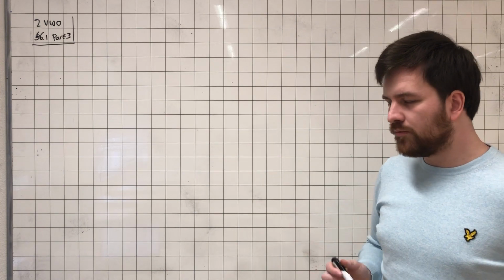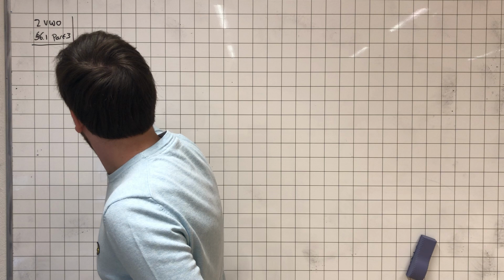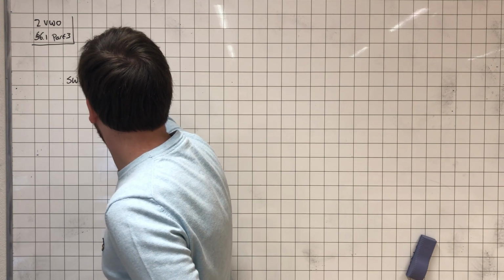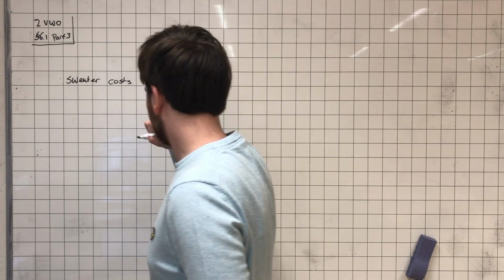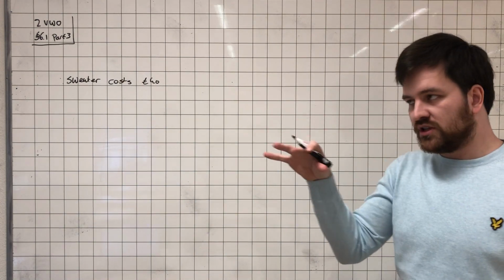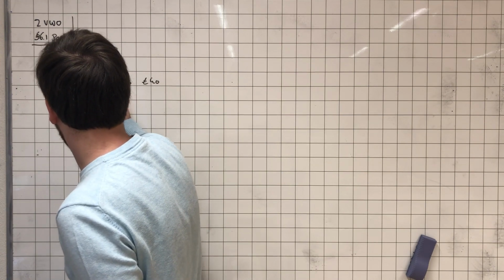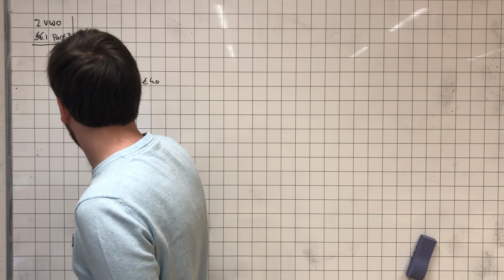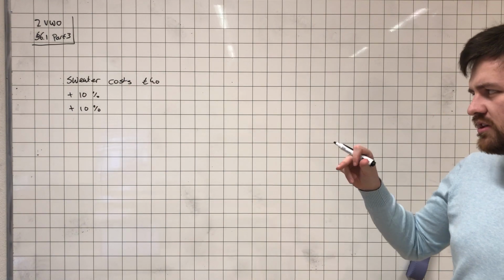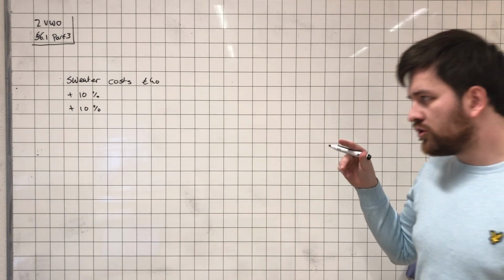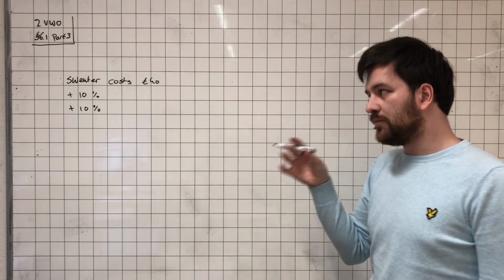Let's show you an example with a sweater which costs 40 euros. And there are two changes. First, the price increases with 10%, and after that it increases again with 10%. So there are two changes of 10%. Some people want to say that this is a change of plus 20%.